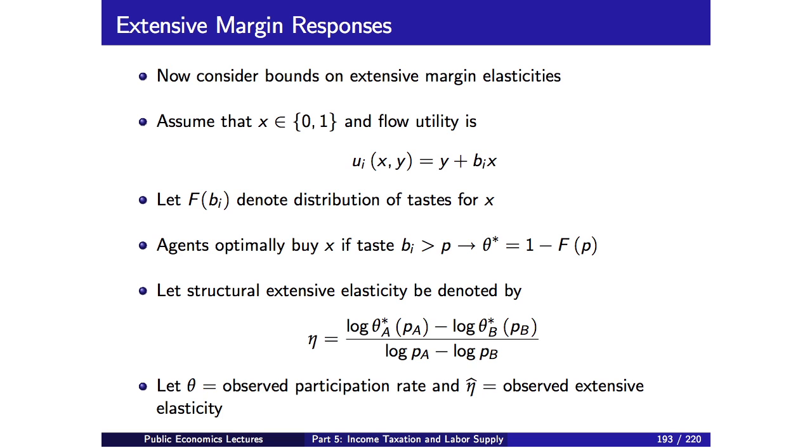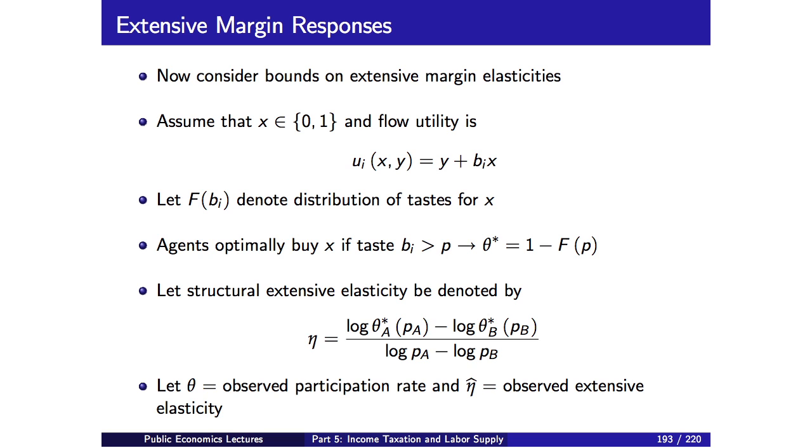So let's do the same exact exercise of figuring out the largest and smallest structural elasticities consistent with a given epsilon hat, but assume that you can only choose x as 0 or 1, whether to buy the car or not. So flow utility in that case, let's simplify it to look like this: y plus b_i x, where b_i denotes your taste for good x, how much you value having the car. And there's going to be a distribution of those tastes in the economy, which is going to be smooth.